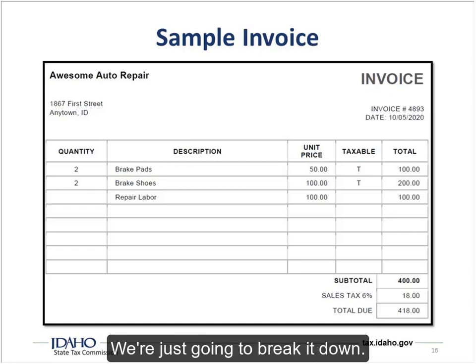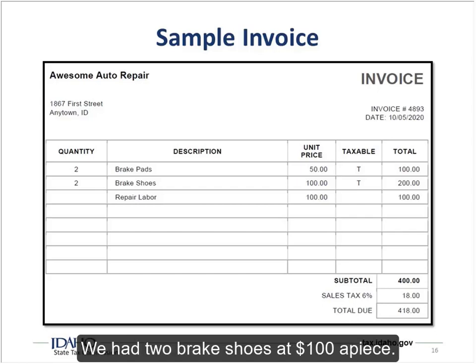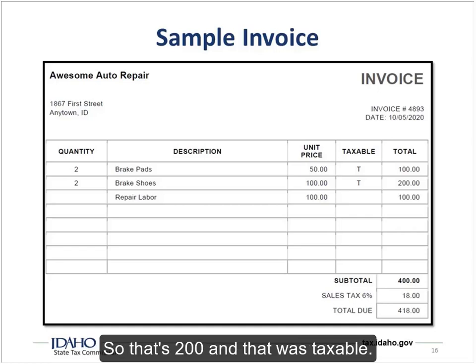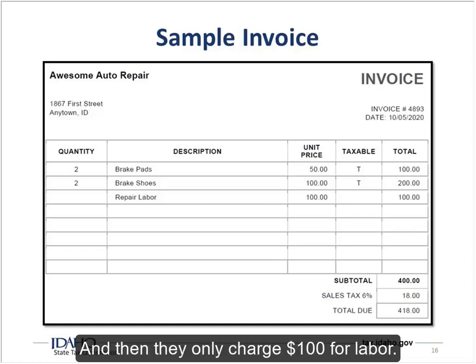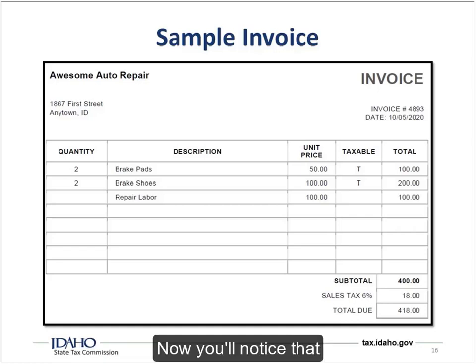So here's a sample invoice. Could be a receipt. We're just going to break it down. This is for Awesome Auto Repair and a very discounted brake job. I just had it done on my truck, and it was like 3 times this price. We had 2 brake pads at $50 apiece for a total of $100, and you'll see that that was taxable. We had 2 brake shoes at $100 apiece, so that's $200, and that was taxable. And then they only charged $100 for labor. Now you'll notice that the labor is not taxable.